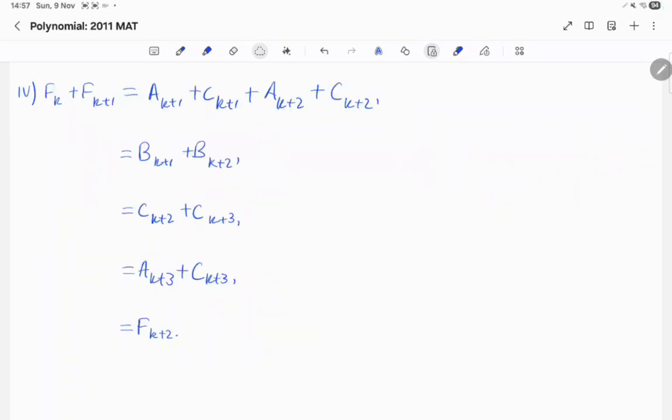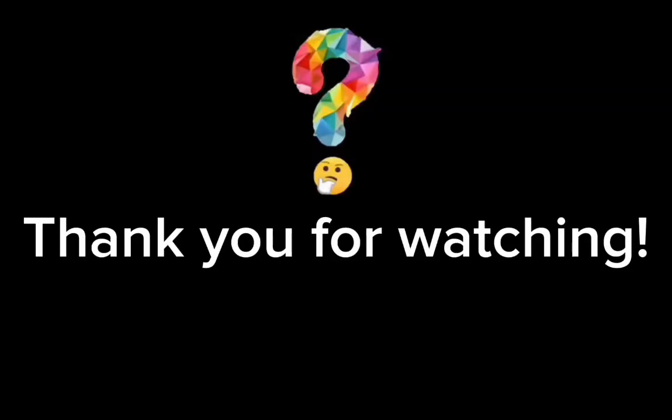Finally, we can move on to part 4. Here we have fk plus fk plus 1 is equal to ak plus 1 plus ck plus 1 plus ak plus 2 plus ck plus 2. And this is equal to bk plus 1 plus bk plus 2. However, from part 2, we have that this is also equal to ck plus 2 plus ck plus 3, and ck plus 2 is equal to ak plus 3. Therefore, this expression boils down to fk plus 2 as required.